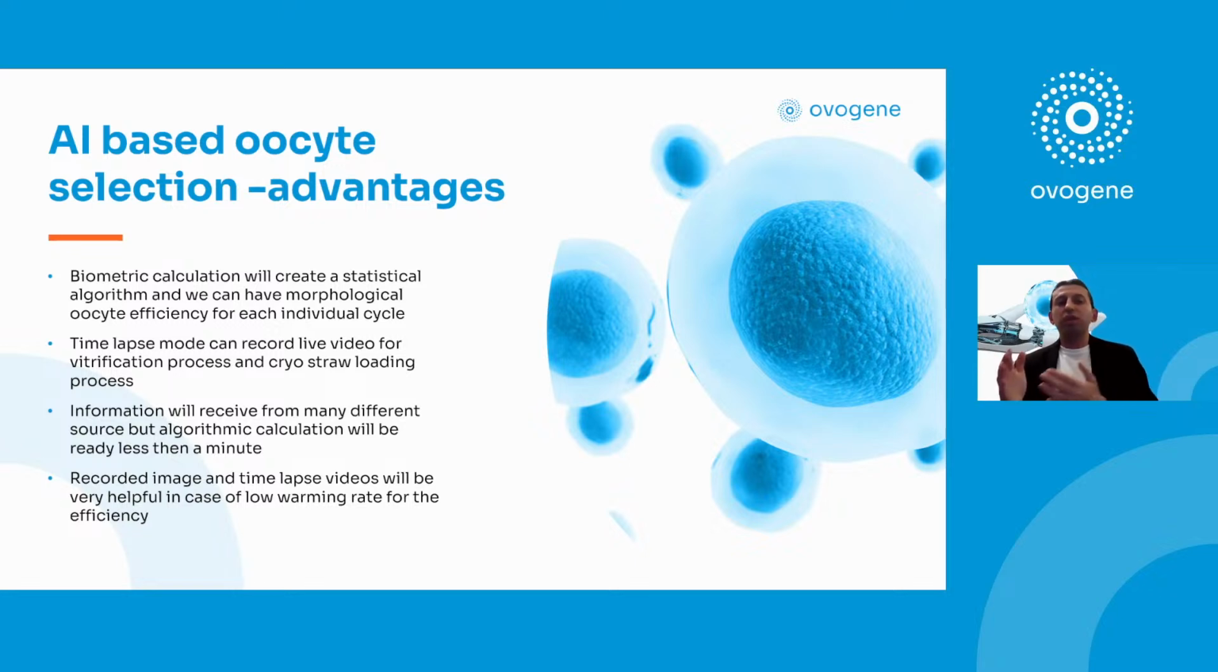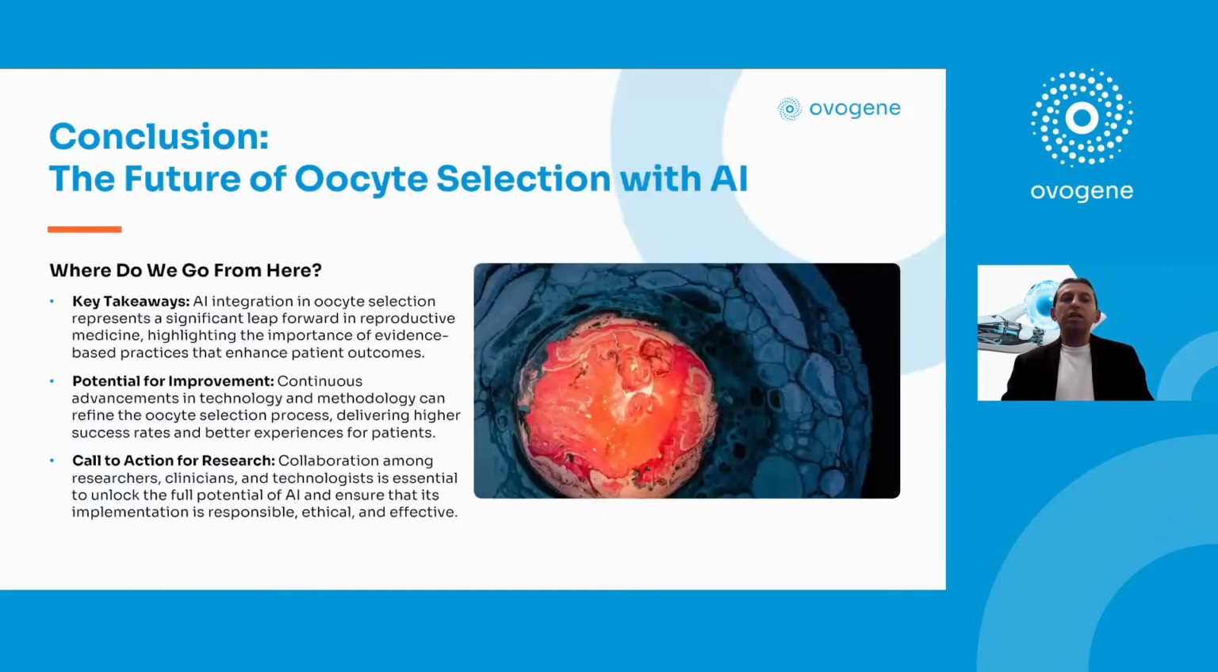Also, recorded images and time-lapse videos will be very helpful for the final customer receiving those oocytes, and they will understand if there is a discrepancy or problem between the freezing and warming as well. So as a conclusion, oocyte selection is critical, especially for egg banking, and we have to be precise and more accurate. And AI can create an algorithm for us to be accurate.